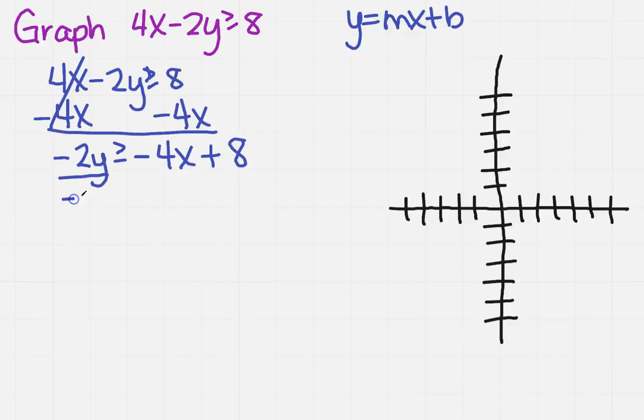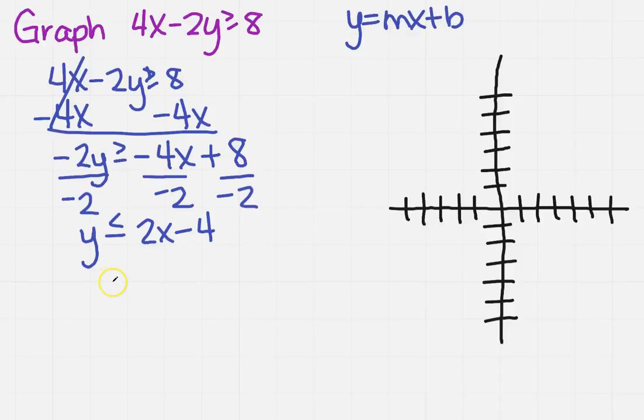Now I need to get rid of the minus 2, so I'm going to divide everything through by minus 2. Now remember, when you divide by a negative, you have to flip the inequality sign, and this becomes 2x minus 4. So that tells me that my m is 2 and that my b is negative 4.